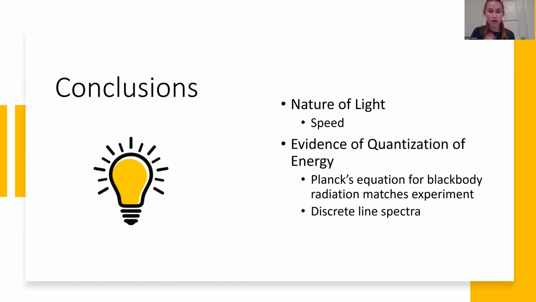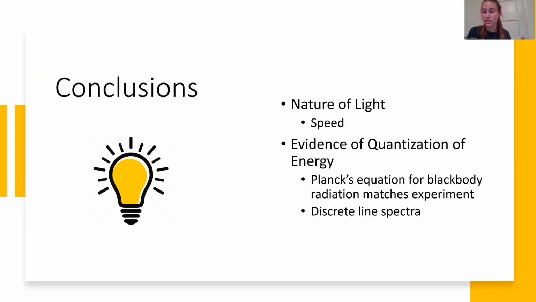So for our overall conclusions for this experiment, we were analyzing the nature of light. So we were able to determine the speed of light to be 2.8 times 10 to the 8th meters per second. And we were also able to find evidence of the quantization of energy.